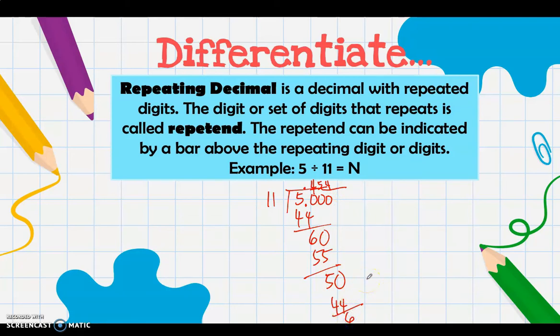As you can see, when we bring down more 0, it repeats again to 60 and then 50 and then 60 again and then 50. Therefore, the answer is always 45. It will not end with this kind of answer. So you can have 0.45 and then you put a bar above. That means it is repeating digits of 0.45, 45, 45, and so on.